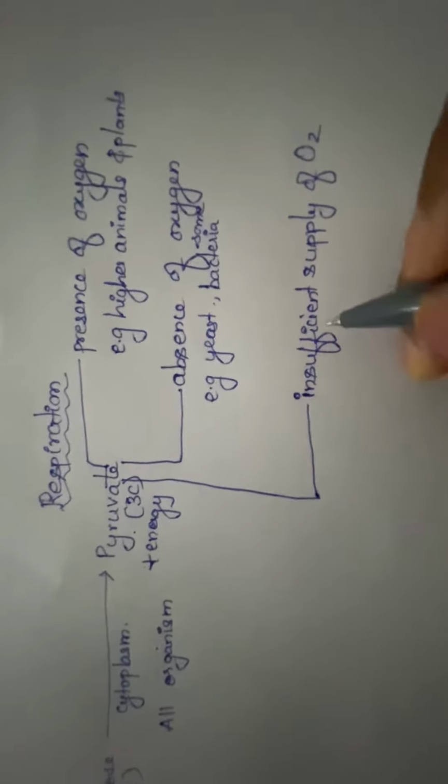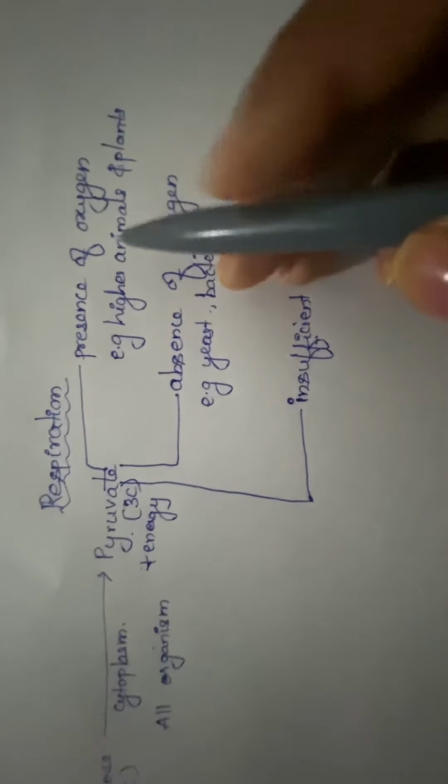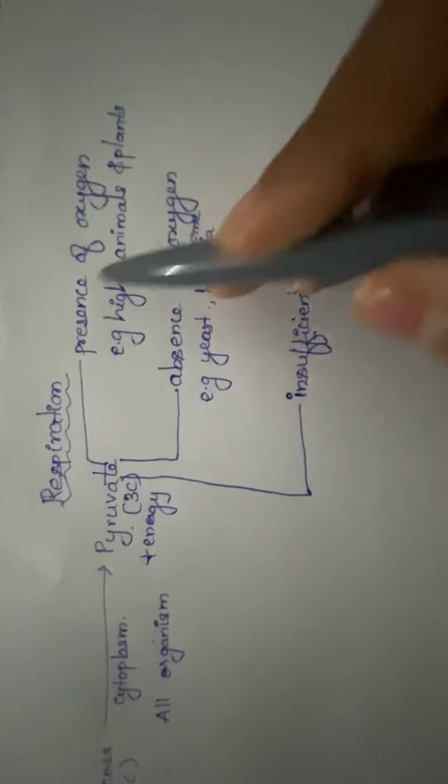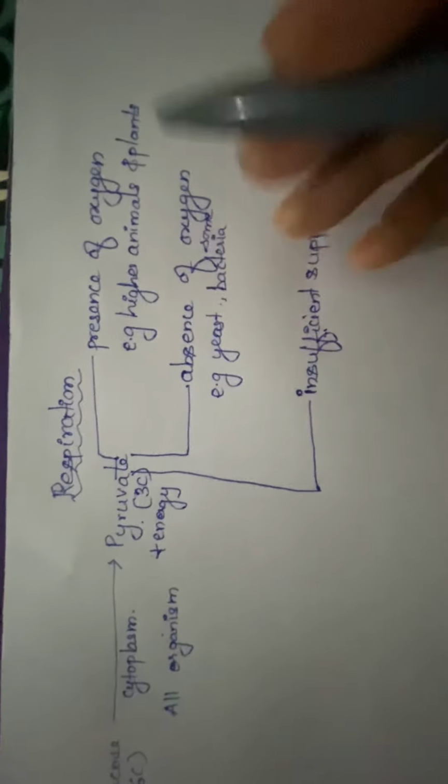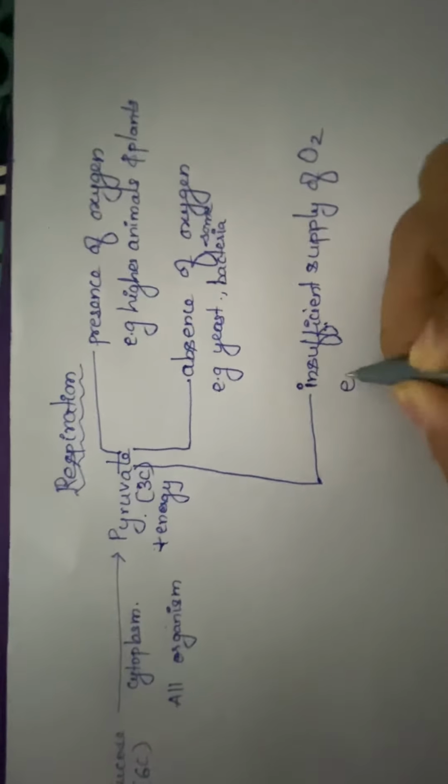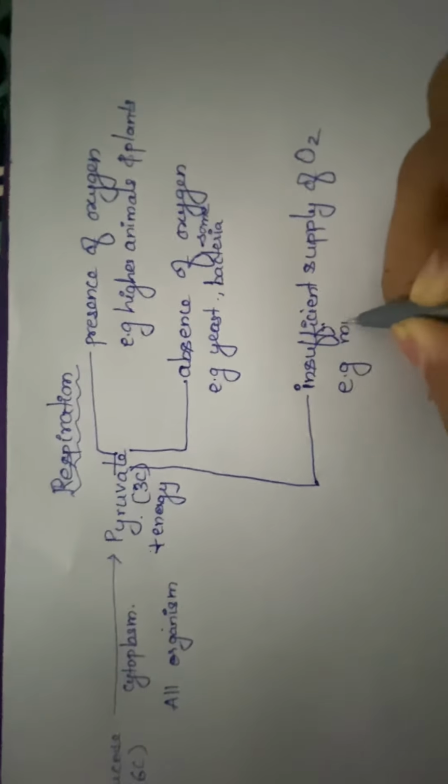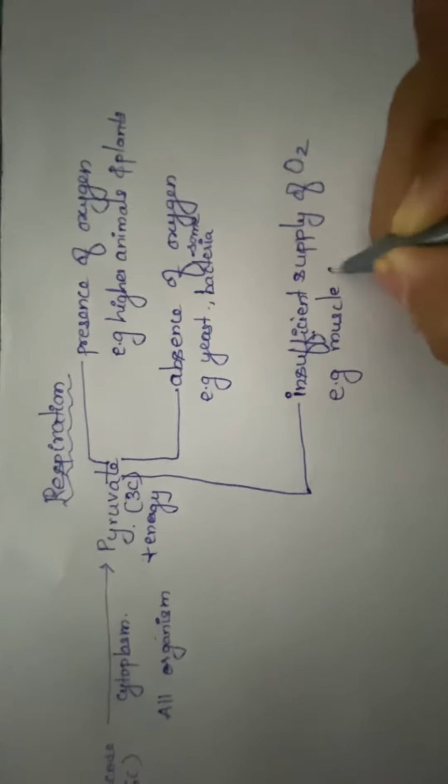Insufficient supply of oxygen. This condition will occur in higher animals when they don't get sufficient supply of oxygen. So where will it occur? It will occur in their muscle cells.